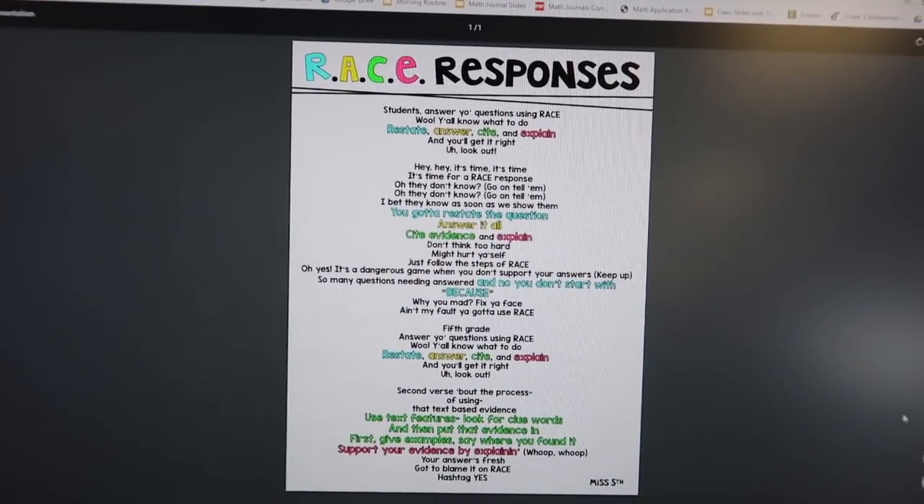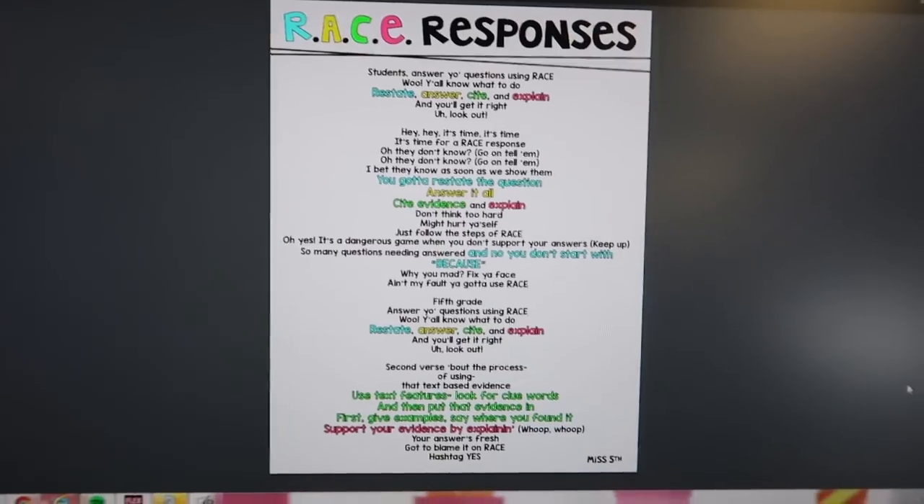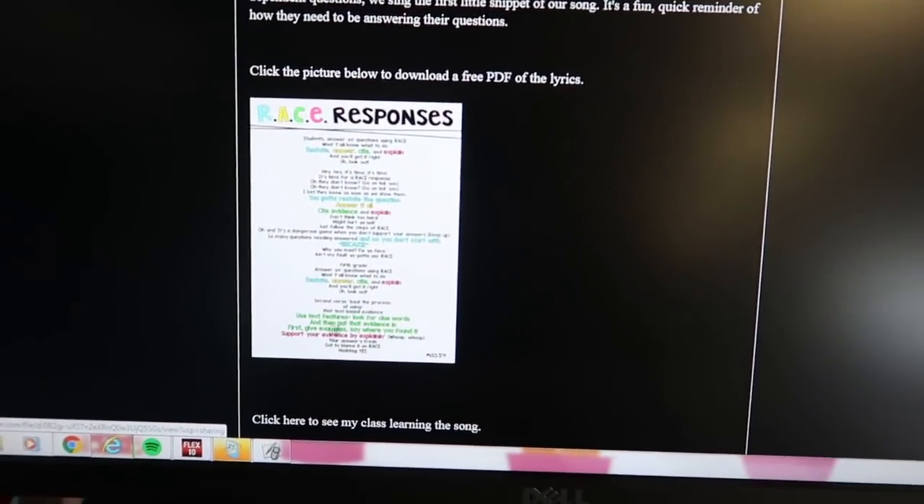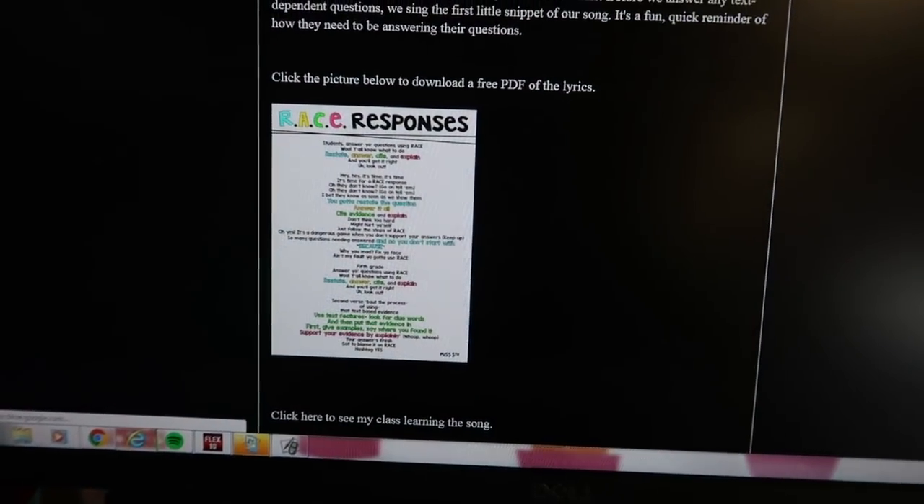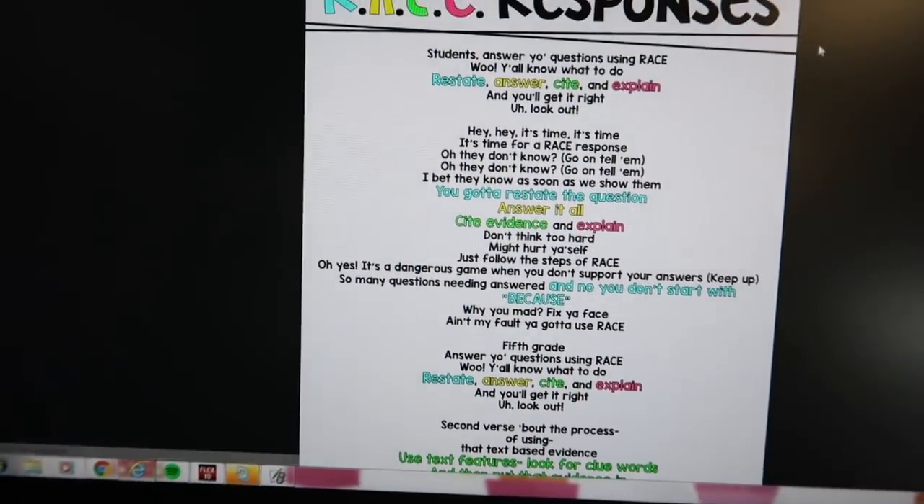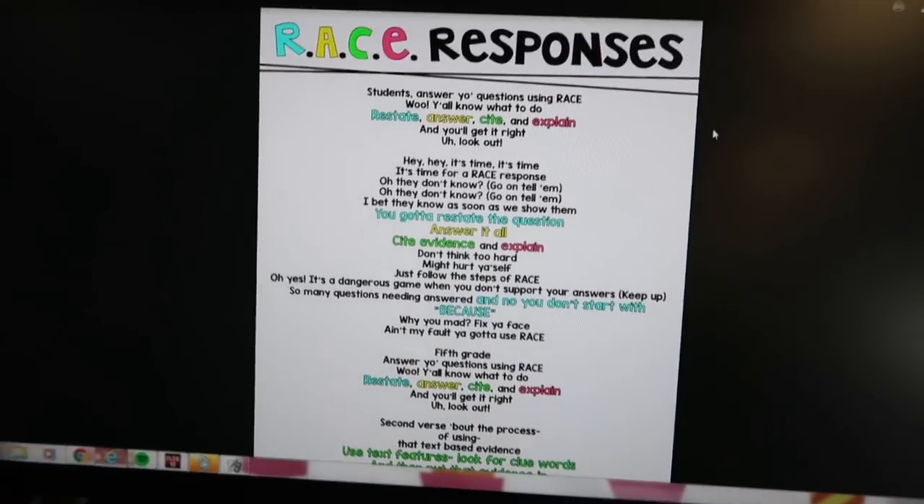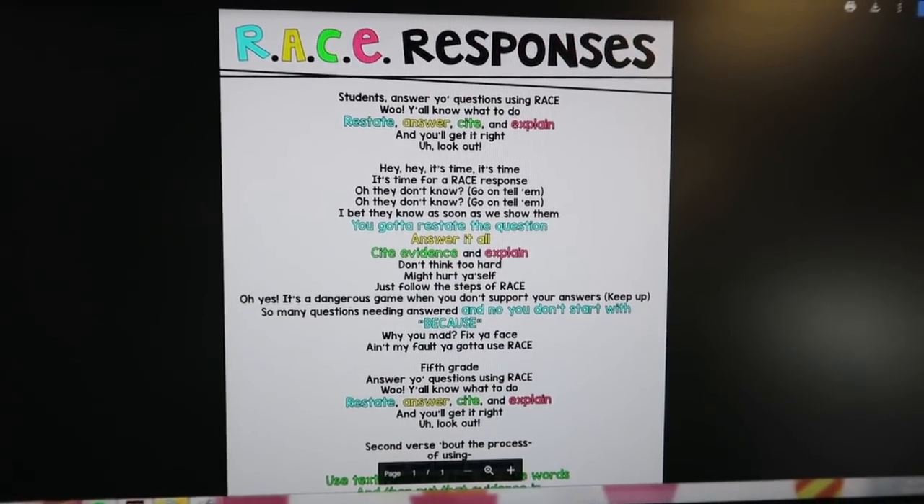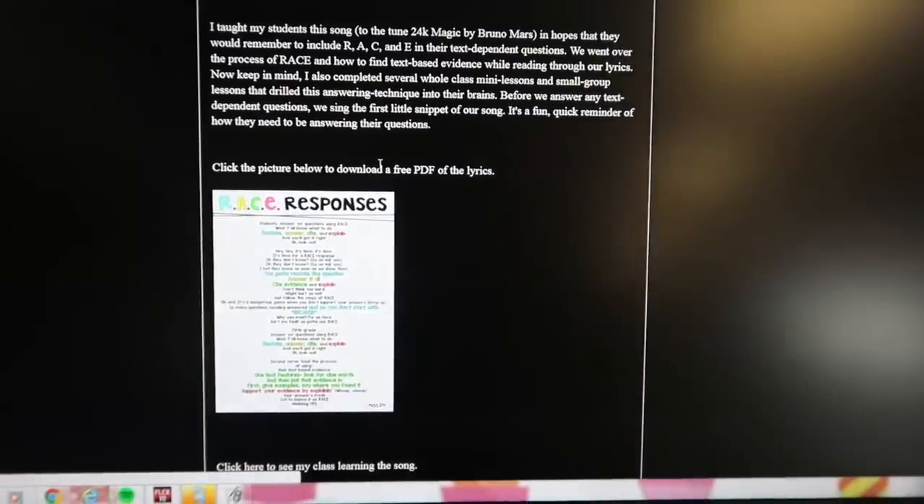Okay, so this is the PDF download that is a completely free clickable link on her blog post. If you just click this, it will open up to what I just had open, and then I just downloaded it. But these are the lyrics that go along with the 24K Magic Bruno Mars song, and she also has linked the instrumental version that she uses with her students.